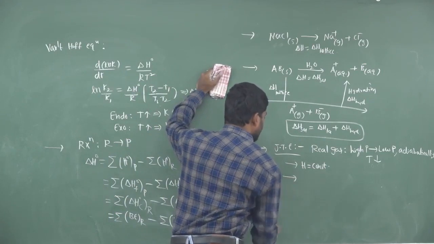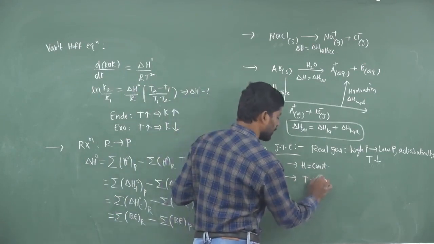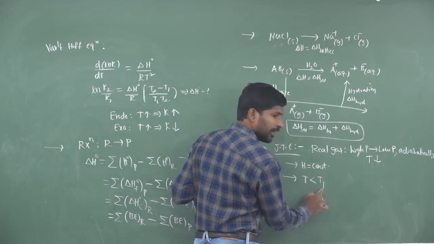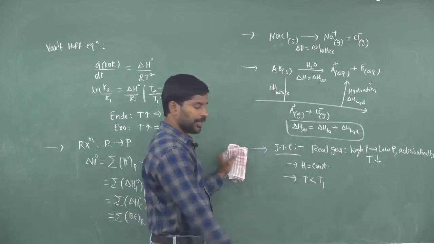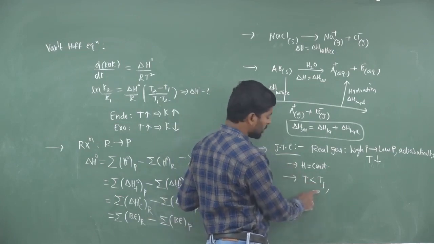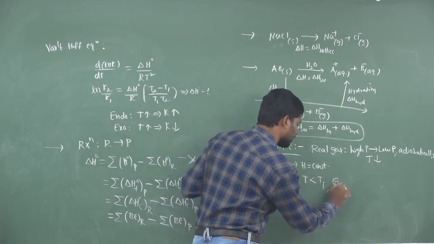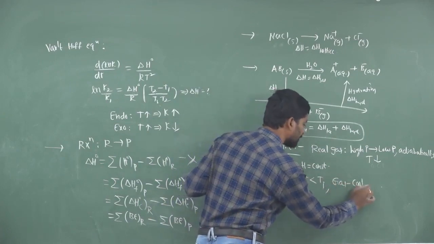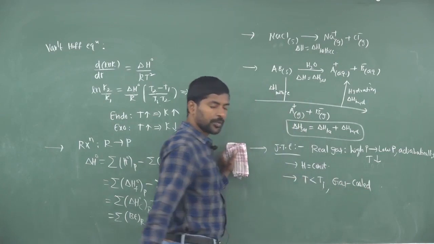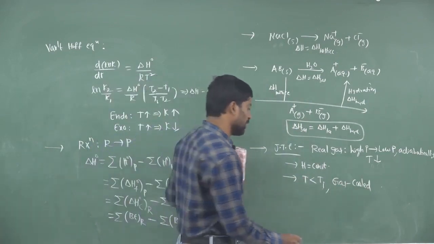Next, this Joule-Thomson experiment is observed below a certain temperature only. That temperature is called what? Inversion temperature. Below a certain temperature only, this Joule-Thomson experiment is observed, and that is called the inversion temperature. If the temperature is below the inversion temperature, then the gas is cooled.